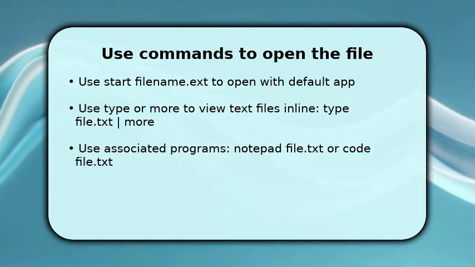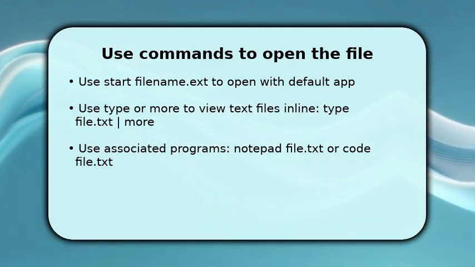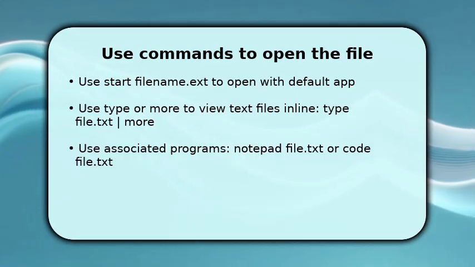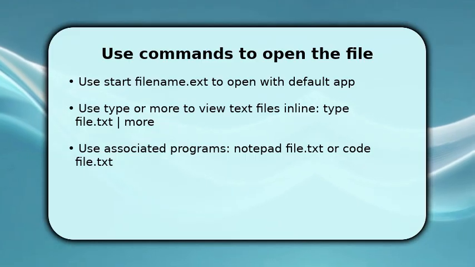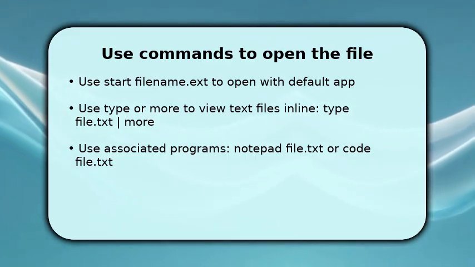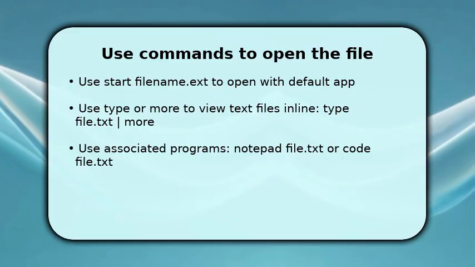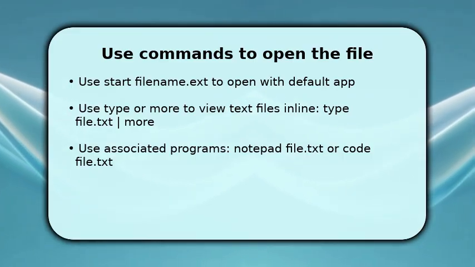For quick text viewing, use type filename.txt or pipe to more so output paginates. If you prefer a specific editor, invoke it directly, for example notepad filename.txt or code filename.txt for VS Code. Each option helps depending on whether you need to view, edit, or launch.